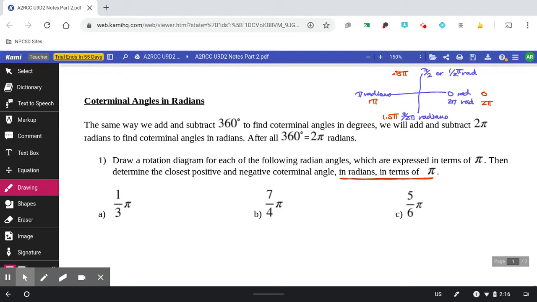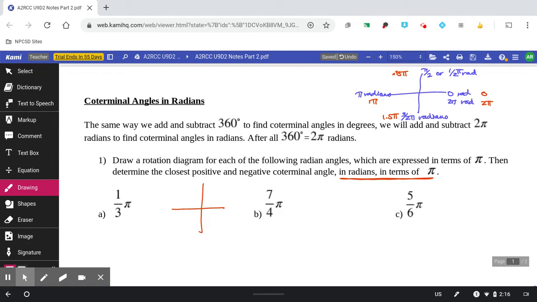Okay, so here it says to draw a rotation diagram for each of the following radian angles, which are expressed in terms of pi, and then determine the closest positive and negative coterminal angle. So here we have 1/3 pi. Now, it does say to draw a rotational diagram, so we're going to need to do that. You won't be doing that on the Google Forms because we're not drawing rotational diagrams, but you will need to find the coterminal angles.